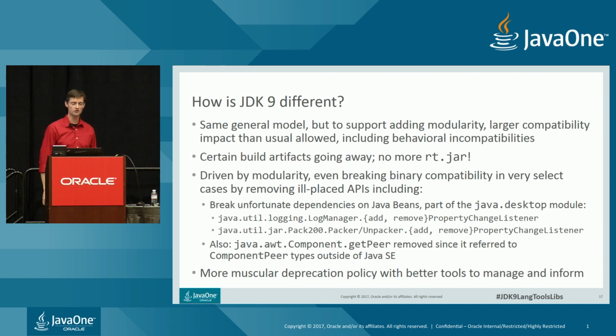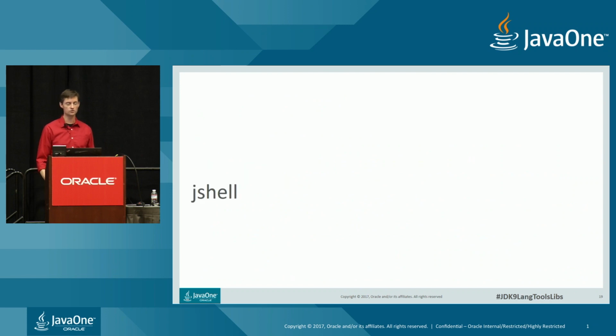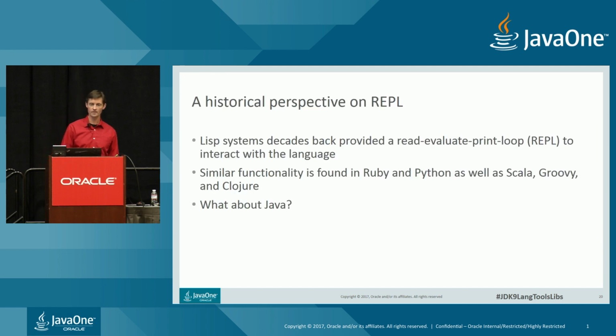Later on in the talk, I'll also talk about the more muscular deprecation policy we have with better tools to manage the transition going forward. So now we'll start talking about some of the tooling improvements, and the first of those tooling improvements is JShell.